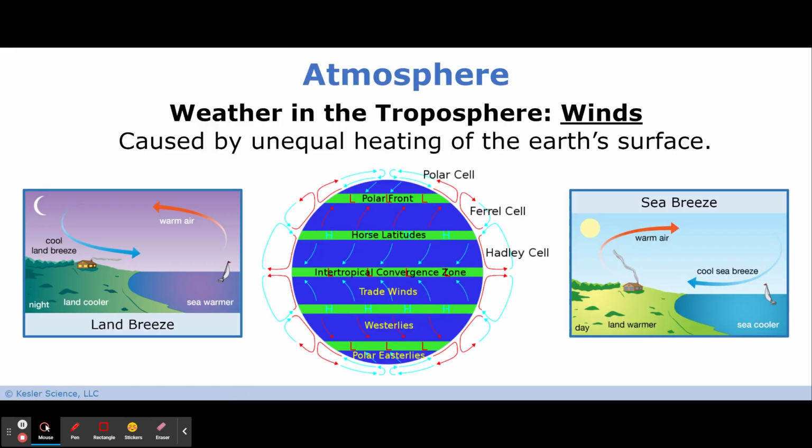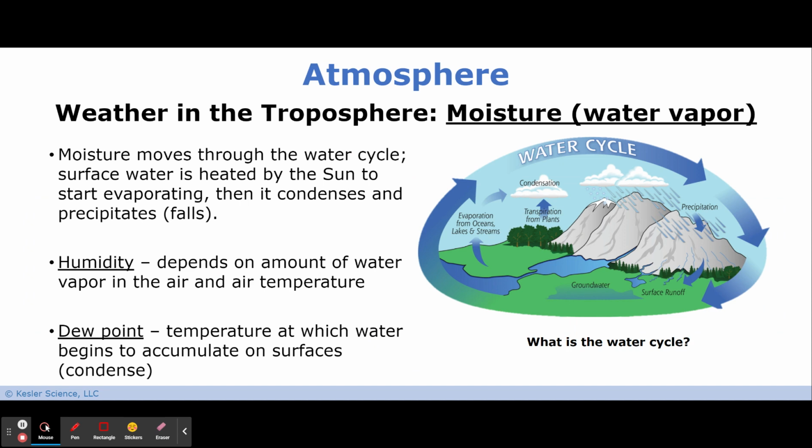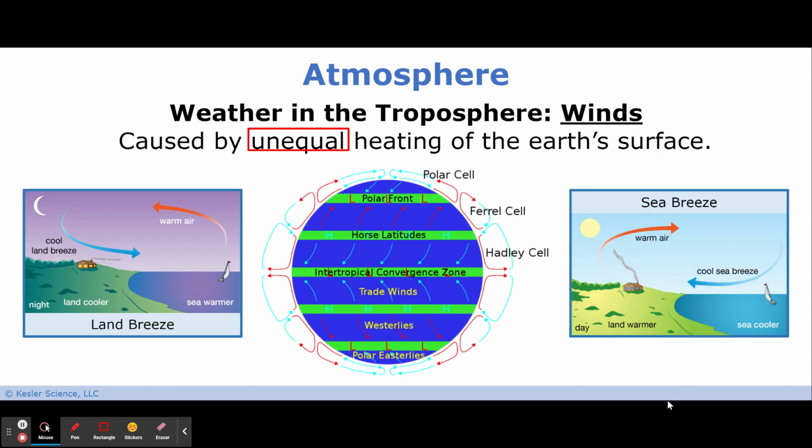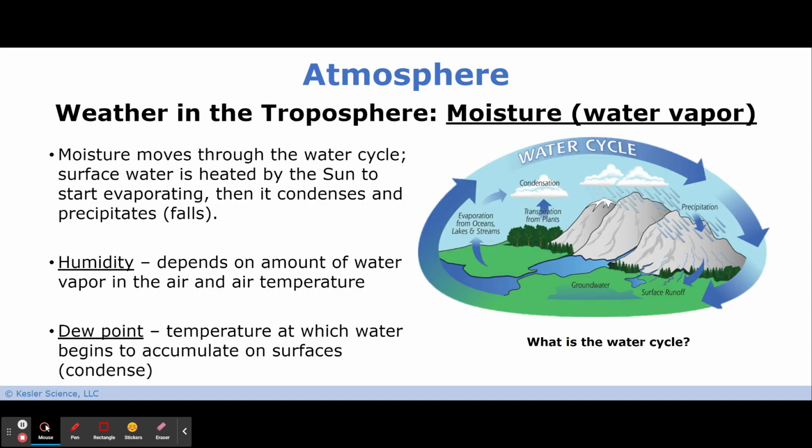Weather in the troposphere. This is going to be a part 2 question. Make sure you highlight everything you're about to see here. So weather in the troposphere is the wind. It's caused by unequal heating of the Earth's surface. Okay, so make sure you take a look at these pictures that are here. Now, I did not put these in your notes, and that's okay because this is the most important part here.